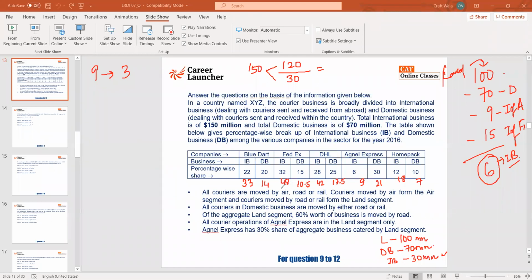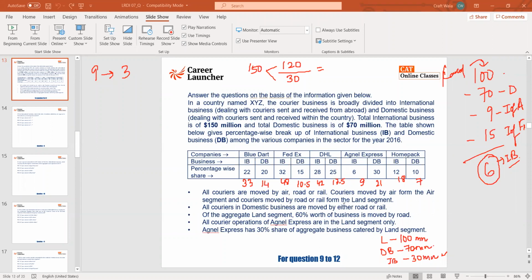So now after that, 15 is gone: 70 domestic, 9 international of Agnel, 15 international of FedEx. That means only 6 is remaining. 100 minus 70 minus 9 minus 15, 6. Only 6 in international business is remaining. That can be given to any of the companies, that is Blue Dart, DHL or Home Pack. Agnel and FedEx we have allocated. So the balance 3 companies are Blue Dart, DHL or Home Pack. Now the question is asking who has the highest in land.